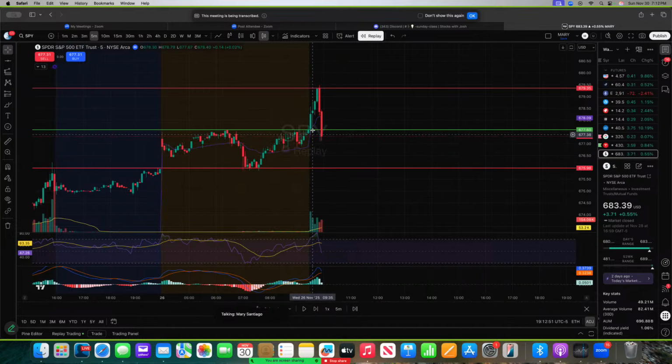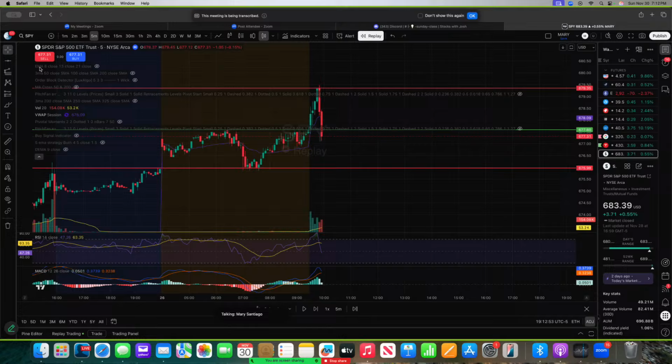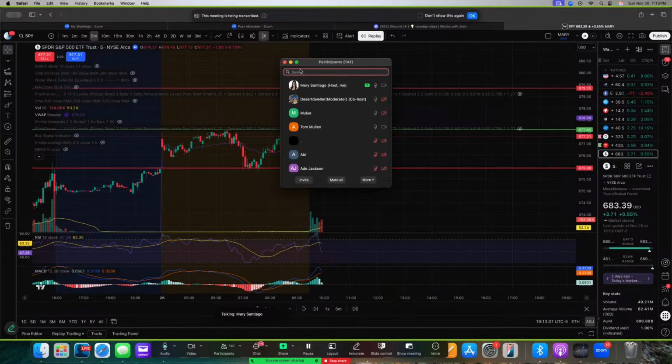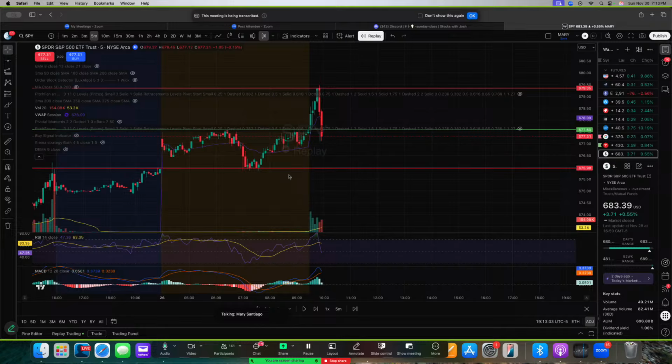On top of your VWAP, you also need to use at least a 9 EMA or an 8 EMA. It doesn't matter which one you would like to use. It's whichever you prefer.